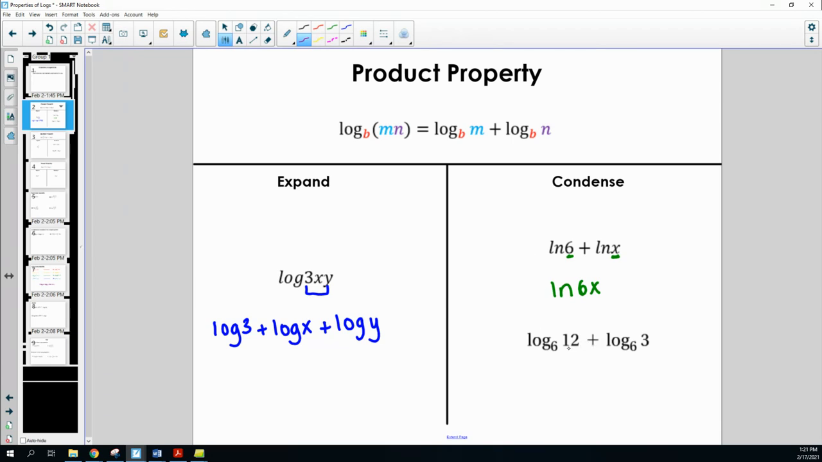So I'm going to add, which means I'm going to multiply. So I get log base 6 of 12 times 3. I'll write it out like this so we see where it's coming from. This is really the same thing as log base 6 of 36. And I can actually evaluate this now. 6 to what power is 36? Well, this is just going to equal 2. So by using the product property, we can get a log that we can actually simplify and evaluate without having to use a calculator. Product property: if you have multiplication, it goes hand in hand with addition.